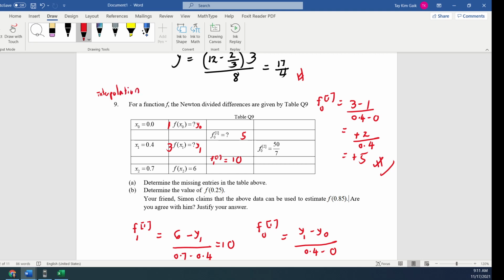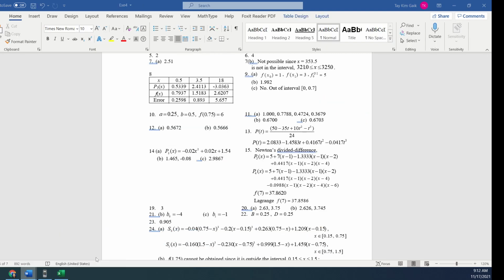Even though just now we solved the question, we also said to make sure that the x value of the f you are going to estimate must be inside the list. So this one cannot. The answer is cannot. The reason is 0.85 is outside of the range 0 to 0.7, so cannot. Okay, doctor. So this is question 9, exercise 4.